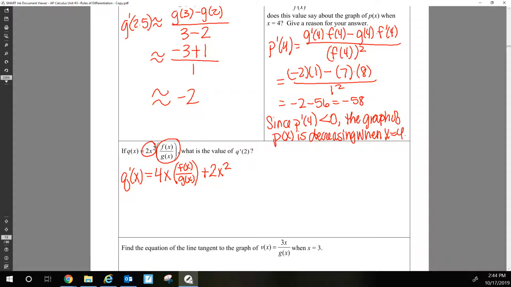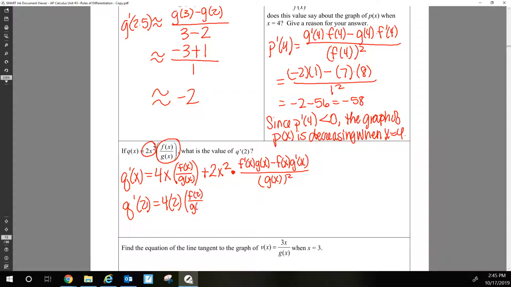Now we've got the quotient rule for this big guy here. So times the derivative of the top times the bottom minus the top times the derivative of the bottom, all over the bottom squared. Alright, but we are evaluating this at 2, and we're going to use our table to get these values. So this is 4 times 2 times, what is f of 2?